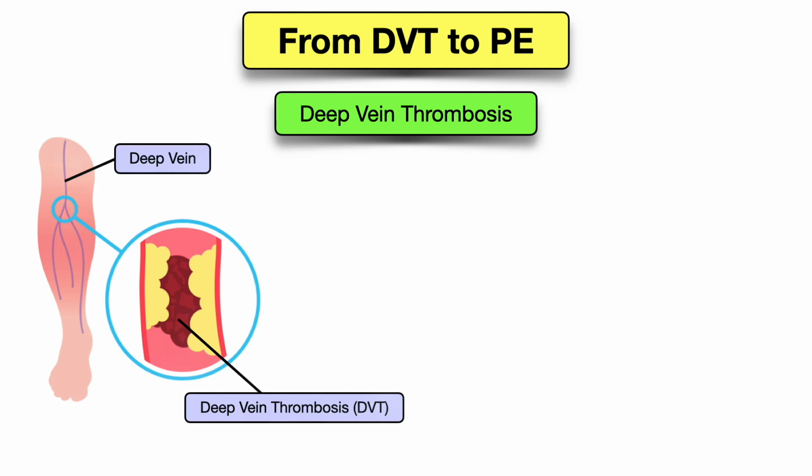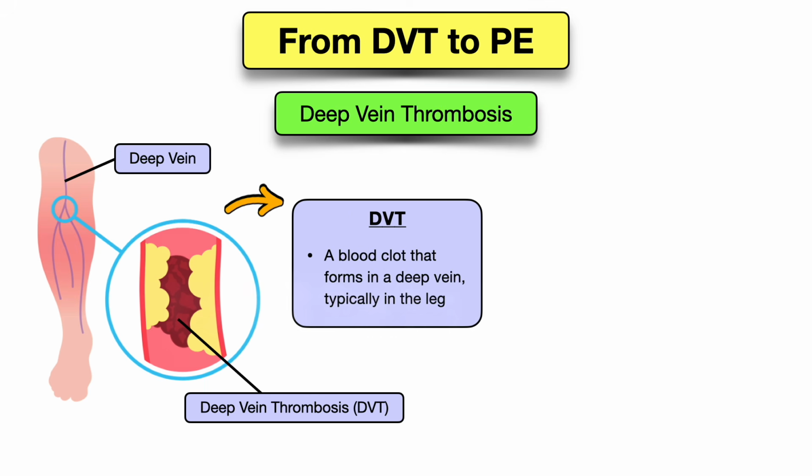When people talk about a blood clot in the leg, they're typically referring to a DVT. A DVT stands for deep vein thrombosis. A DVT is a blood clot that forms in a deep vein, typically in the leg. So we can see here we have a picture of the leg with the deep vein shown. If we zoom in on one of the deep veins, we can see a blood clot has formed in the vein. This is called a DVT.